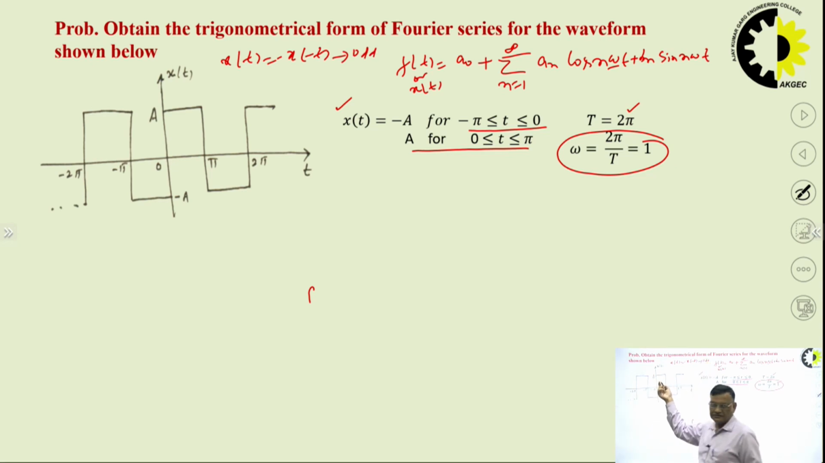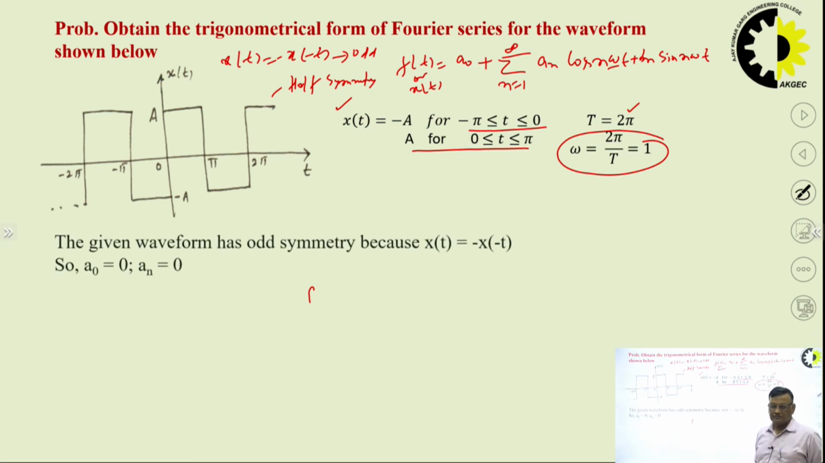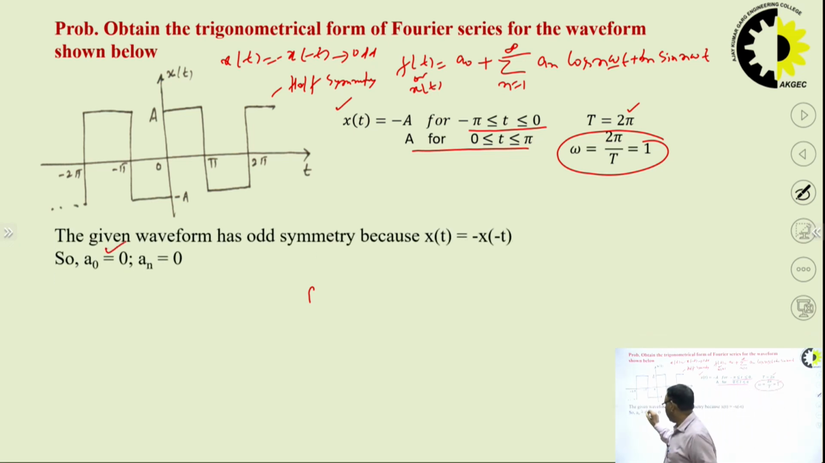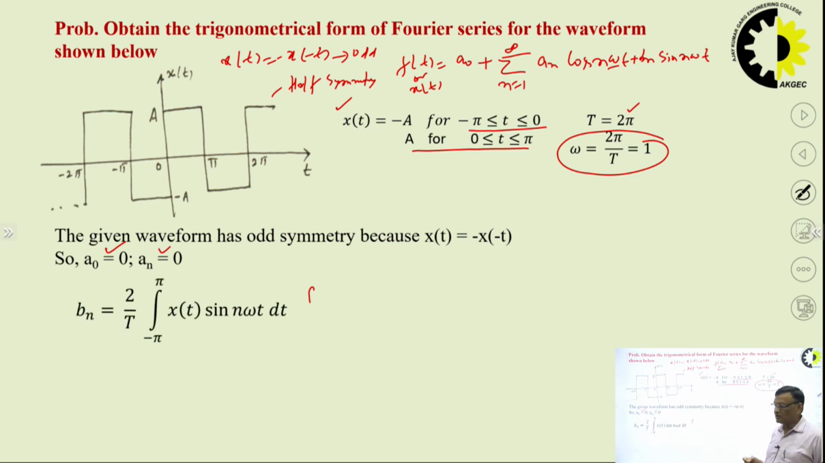If we go to check the half wave symmetry, it also has half wave symmetry. If the function has odd symmetry and half wave symmetry, then it is quarter wave symmetry. Case 1 we have just discussed earlier. So a0 is 0, and an is 0, straight away from the property of the odd symmetry. So calculate bn, and bn we have calculated like this.